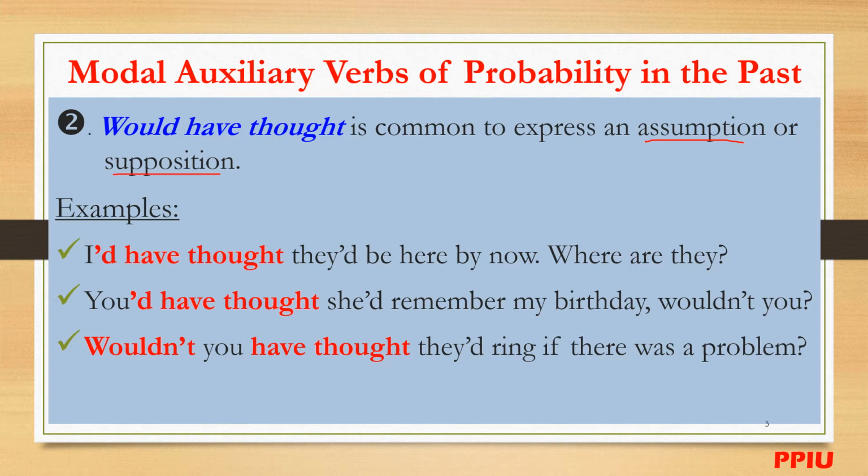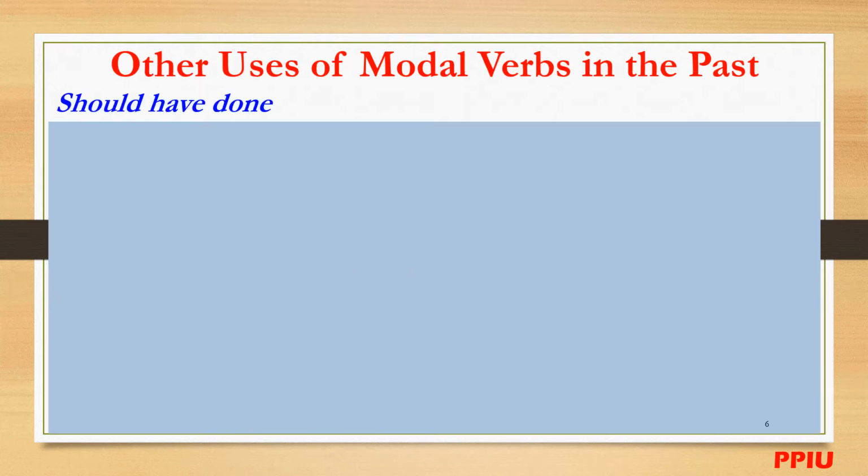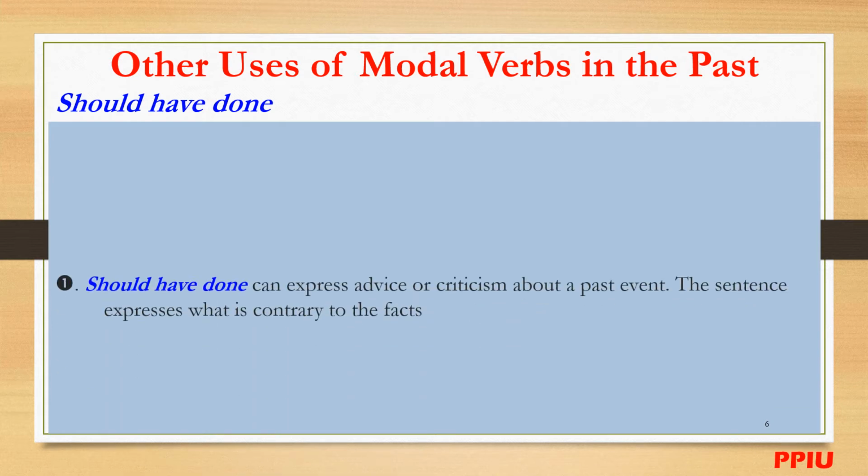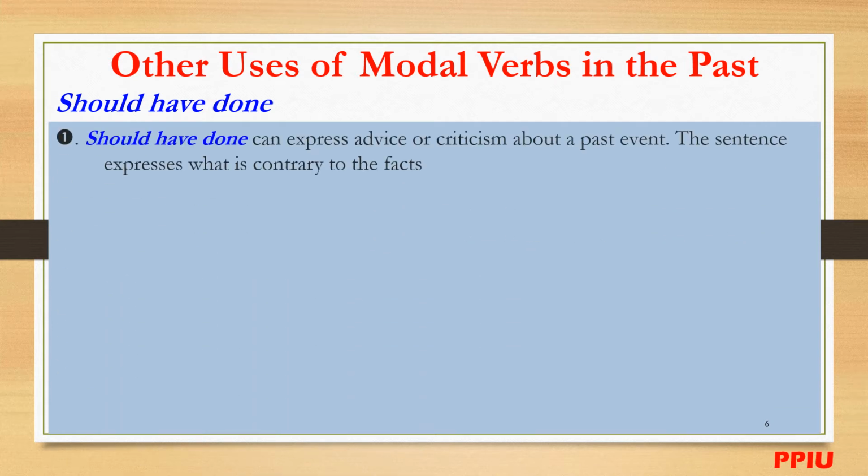Okay, next. We move to other uses of modal verbs in the past. Should have done, or should have plus verb 3, you can say. So should have done can express advice or criticism about a past event. The sentence expressed is contrary to the fact.